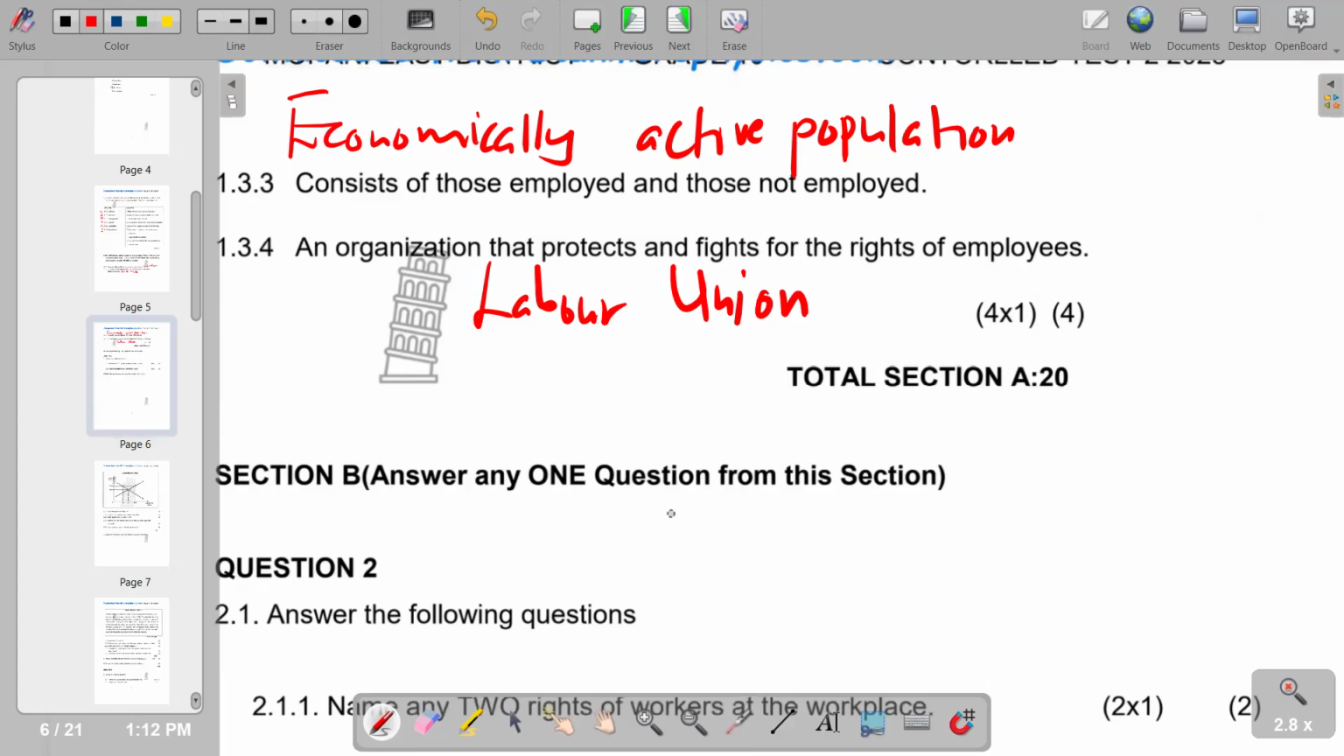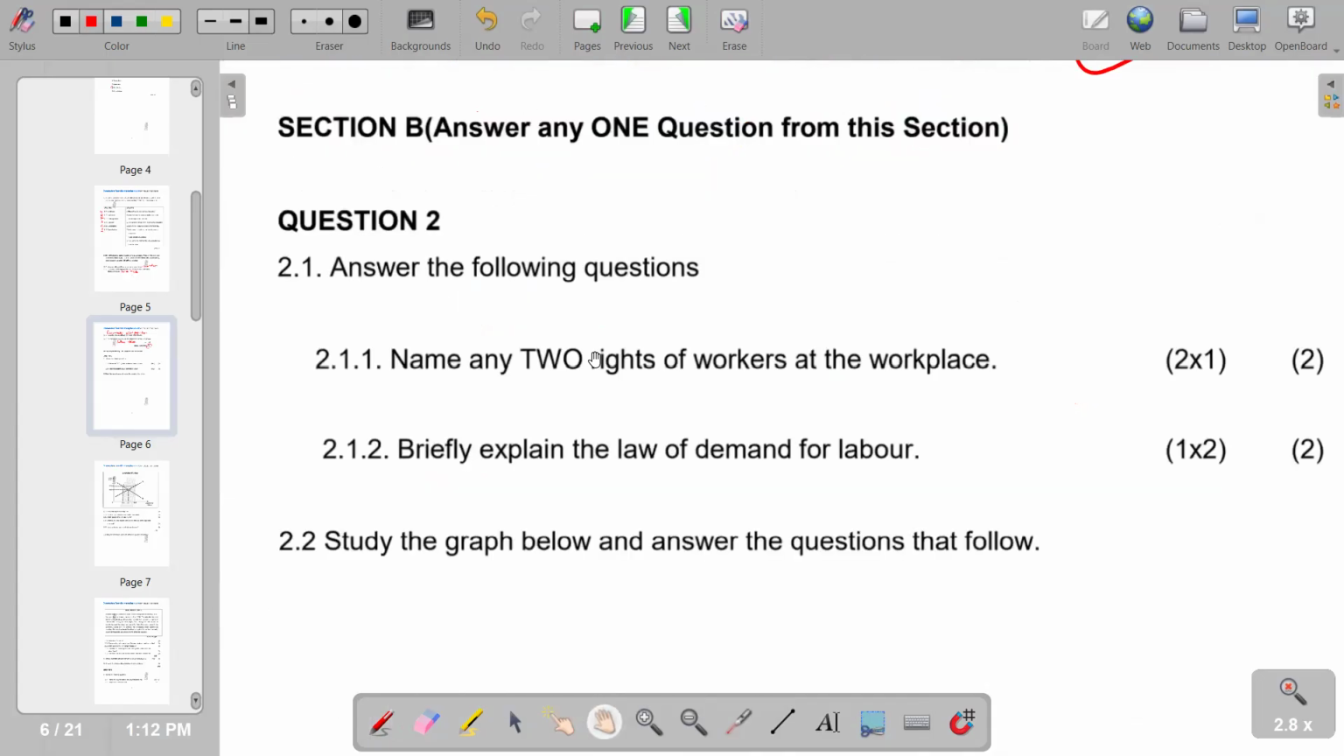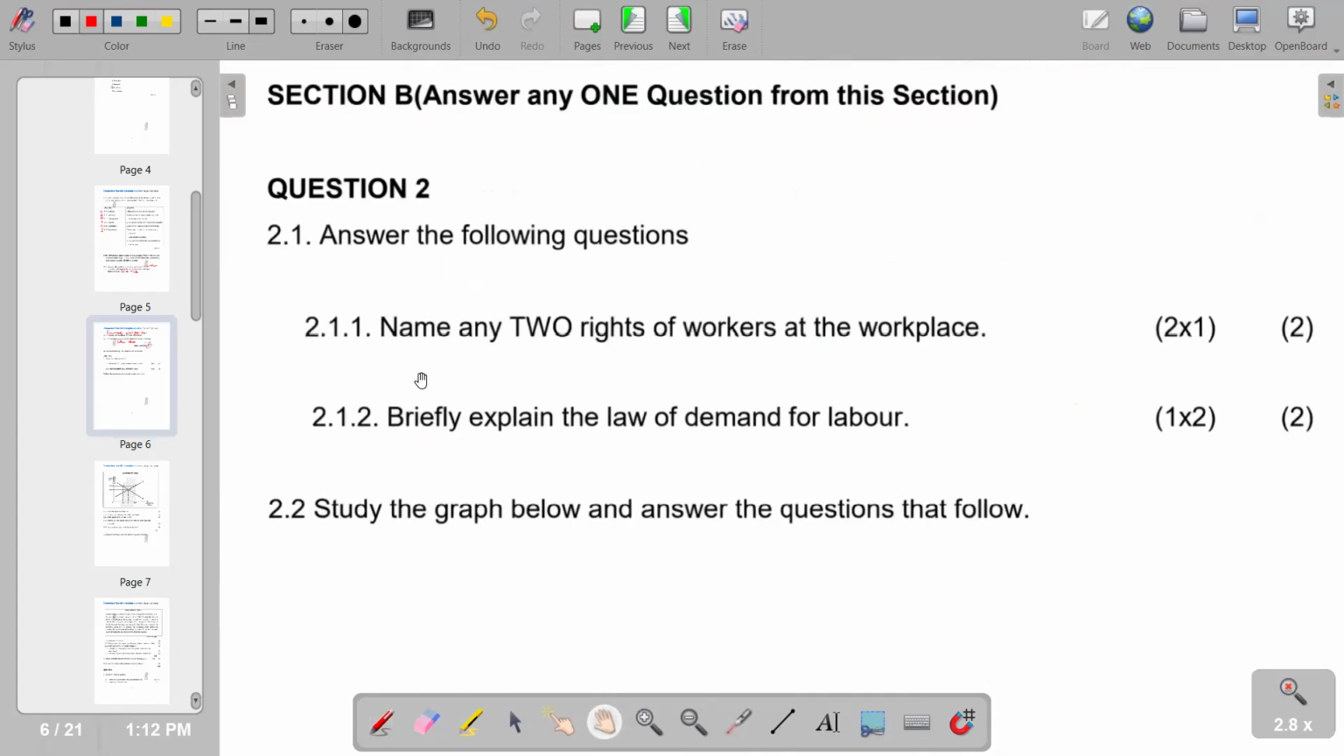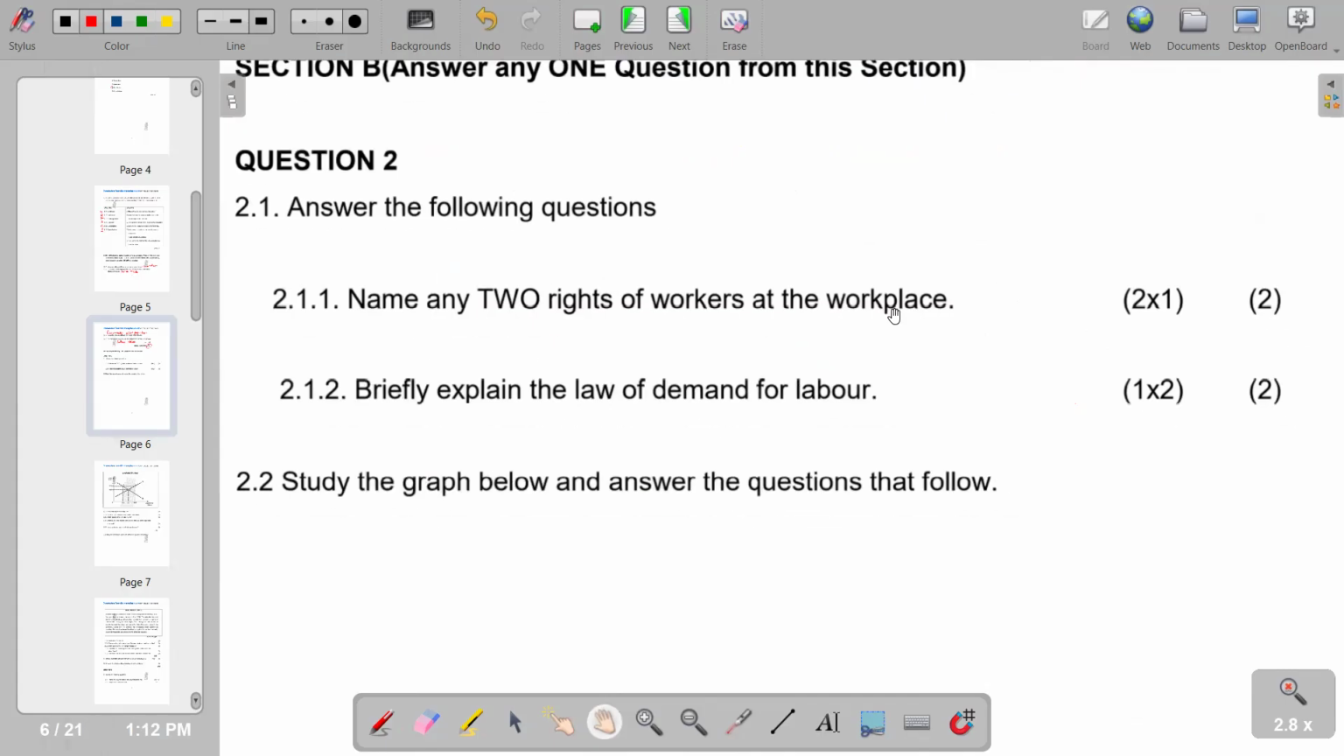So basically, that's what we have on our section A. Section A has a total of 20 marks. So moving on to the next part, which is now question 2. It reads, answer the following questions, whereby 2.1.1, name any 2 rights of workers in the workplace. We have got 2 marks.